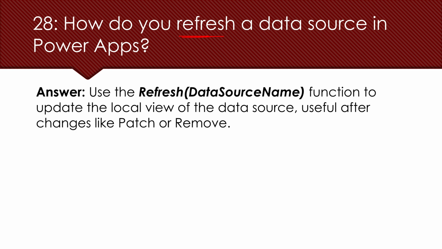So what you can use is the Refresh function and also provide your data source name. This function will update the local view of the data source, and it is useful when you are performing the Patch or Remove function. So if you are adding new data, updating data, or removing any data in your data source, and you want to reflect it on, let's say, a grid or something, you can use this.